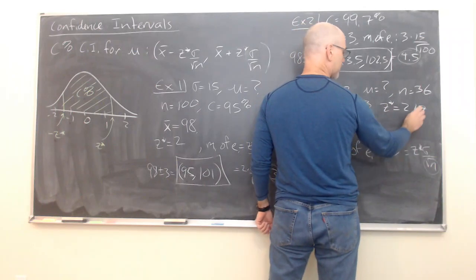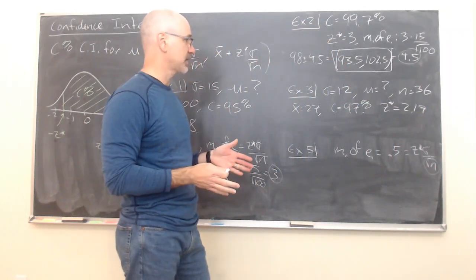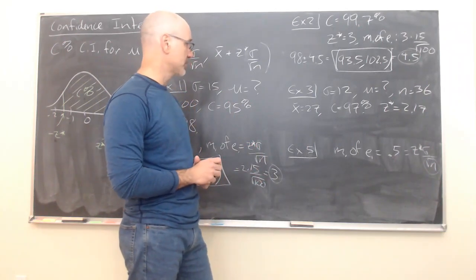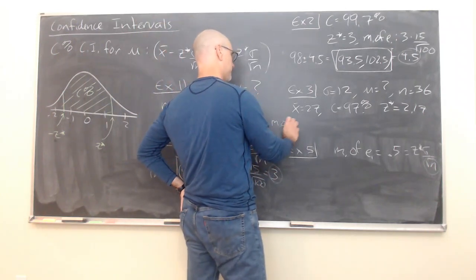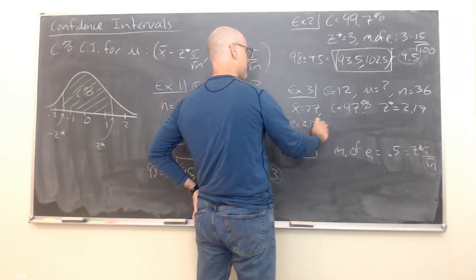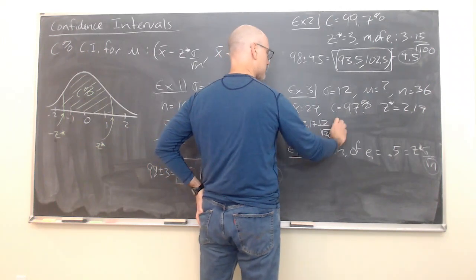So there's my Z-star. It makes sense that it's a little bit bigger than 2 because 2 gets 95%, so a little bit bigger gets 97%. And 2.17 is the number. That makes our margin of error equal to 2.17 times sigma, which is 12, over square root of the sample size, which is 36.